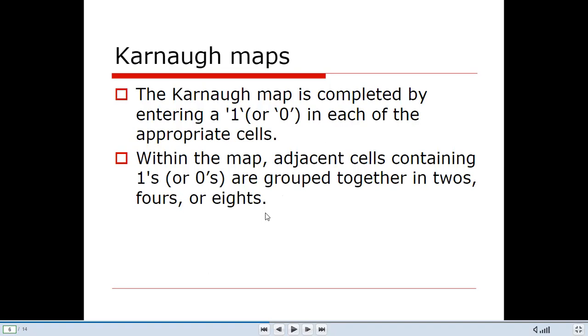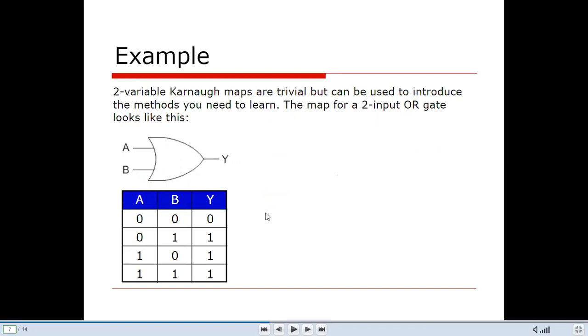So the Karnaugh map is completed by entering a 1 or 0 in each of the appropriate cells, as we have seen in the last diagram. Within the map, adjacent cells containing 1s or 0s are grouped together in 2s, 4s or 8s. So a group of 2, 4 or 8 is formed to minimize the equation. This is a simple example of how we can put the values in the K-map. So this is the OR gate. A two variable K-map can be used here.